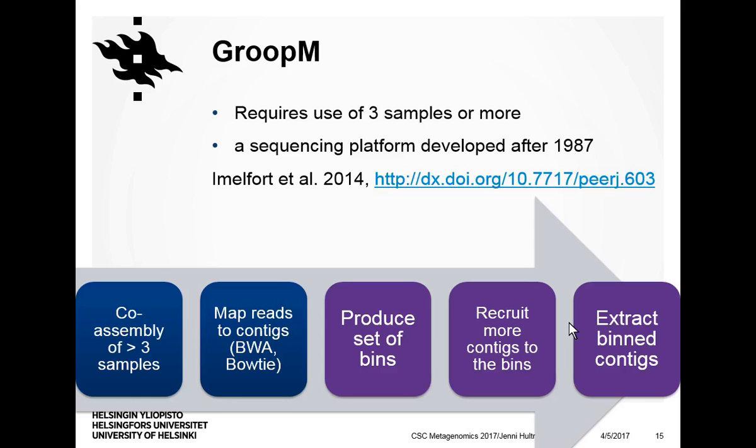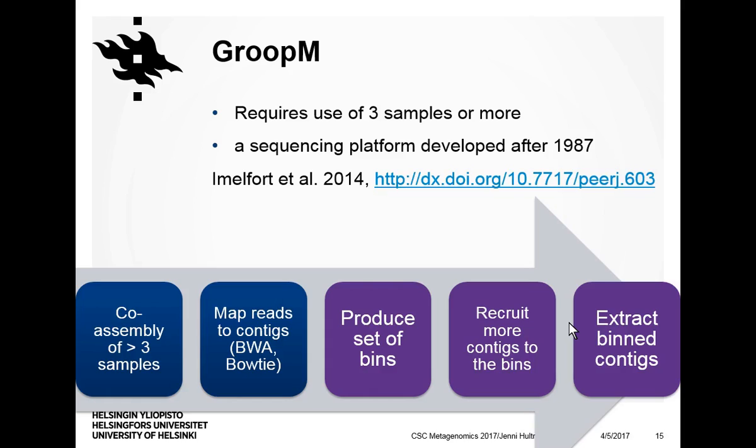Then there's a tool called GroopM, which requires 3 or more samples. So it really needs a mass of metagenomic sequence to work. And there is also a requirement that it needs a sequencing platform that has been developed after 1984. And I'm so young that I don't really know what the sequencing platform was before 1984. But I guess it must have been something other than Sanger, just viewing the chromatograms.